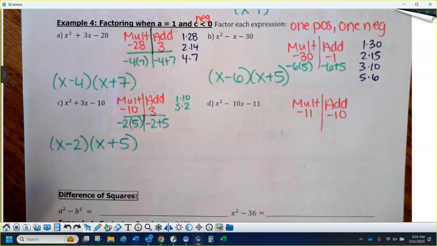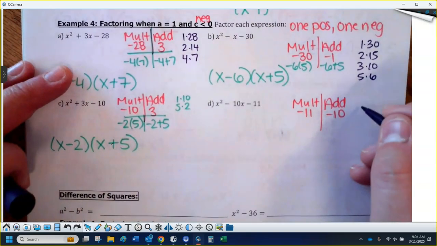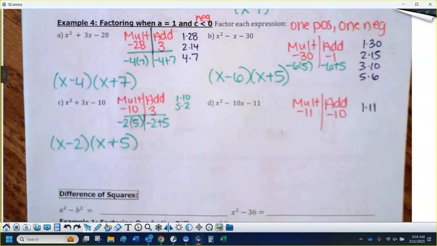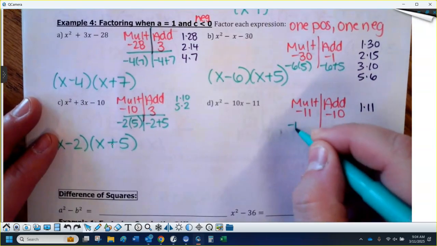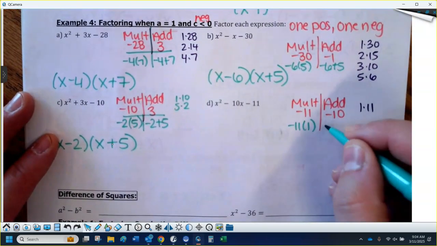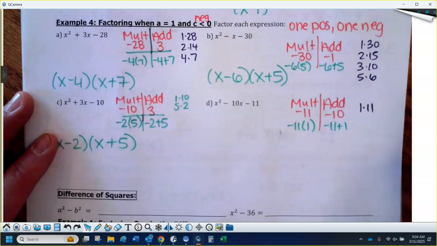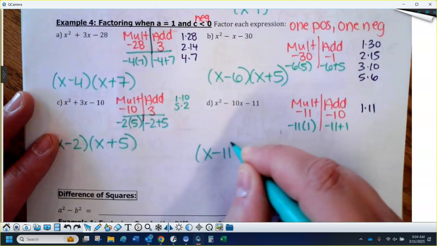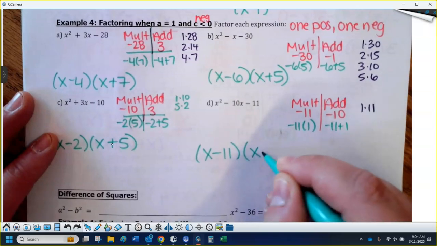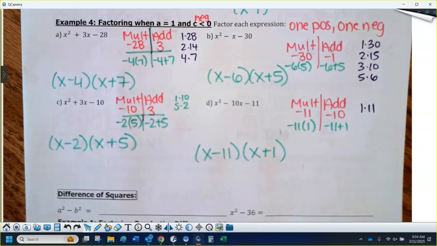Yeah, 10 and 1. That's not going to multiply to give you 11. You only got one option that multiplies to get 11. It's got to be 1 and 11. Now, if I have to add up to negative 10, the bigger number has to be negative, right? So this would have to be negative 11 times positive 1. Negative 11 plus 1 is negative 10. So when I write my factors, one of them is x minus 11. The other one is x plus 1.